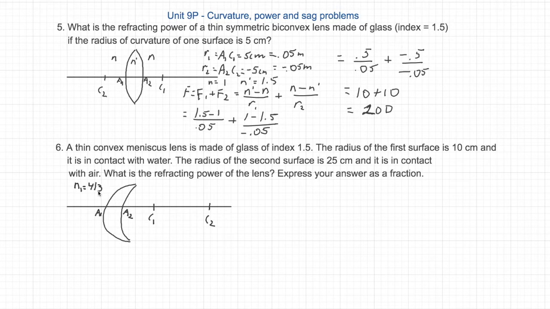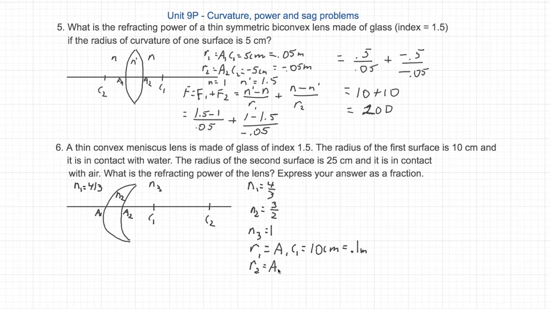We're given that N1 is water. Water's index is 4/3. N2, the index of the glass, is 3/2, which is 1.5, and N3 is air's index, which is 1. We have R1 is A1C1. We're given that's equal to 10 centimeters, a positive number from left to right, which equals 0.1 meters.